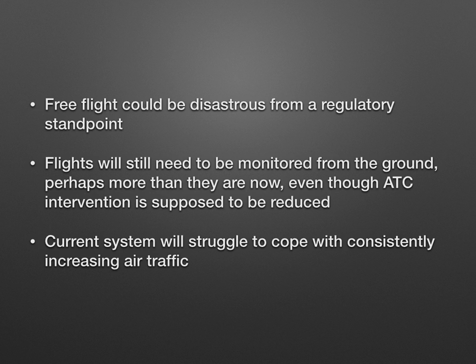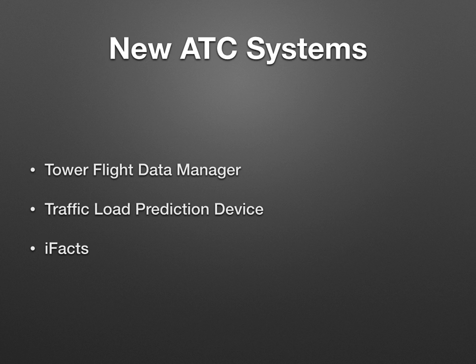Free flight could be disastrous from a regulatory standpoint. If you think about all these different pilots selecting their own flight paths and not following a common flight path structure, you could have a bunch of planes in one small area, and that could lead to collisions. Flights would still need to be monitored from the ground, perhaps more so than they are now in a free flight system, even though air traffic control intervention is supposed to be reduced. The current system, however, will struggle to cope with consistently increasing air traffic, just like any regular highway on the ground would. New air traffic control systems being implemented: we have Tower Flight Data Manager, Traffic Load Prediction Device or Traffic Load Prediction System, and IFACS.